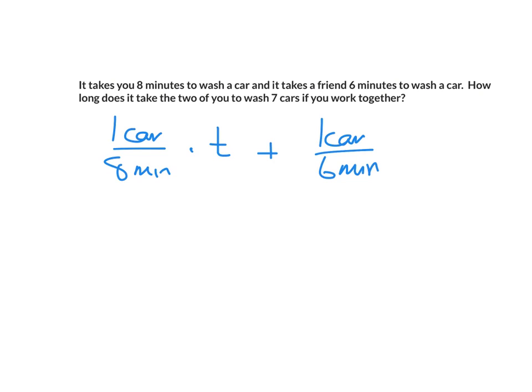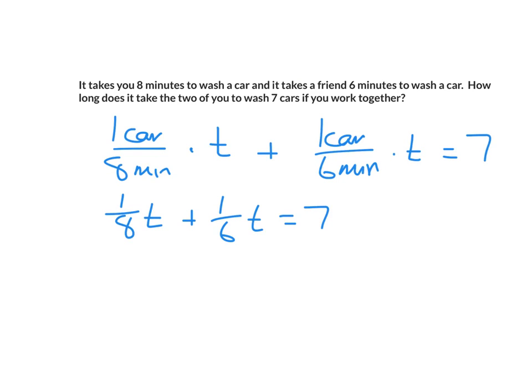So what happens is your rate is like 1 car every 8 minutes, and you do rate times time. We don't know what the total time is yet. Your friend's rate is 1 car every 6 minutes times his time. And we're going to figure out how much time it is to get 7 cars. So what I really have here is 1/8 t plus 1/6 t equals 7.